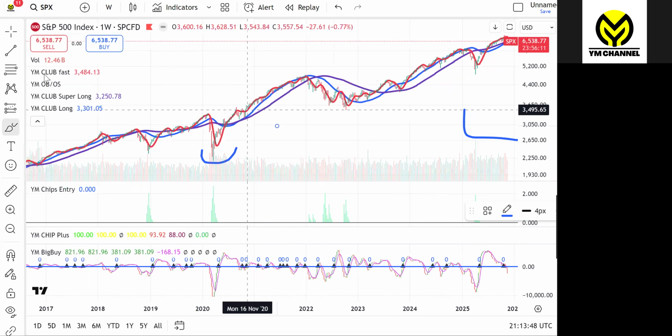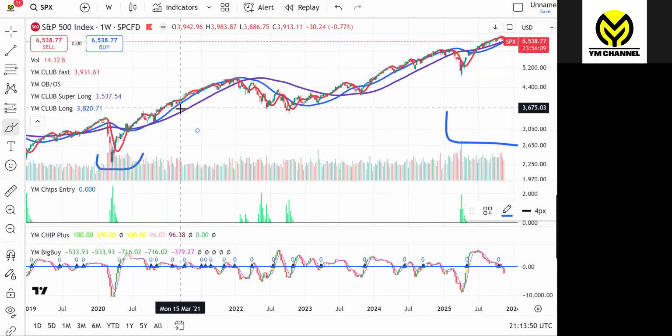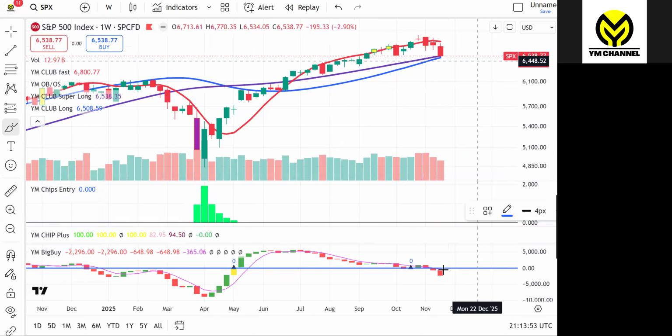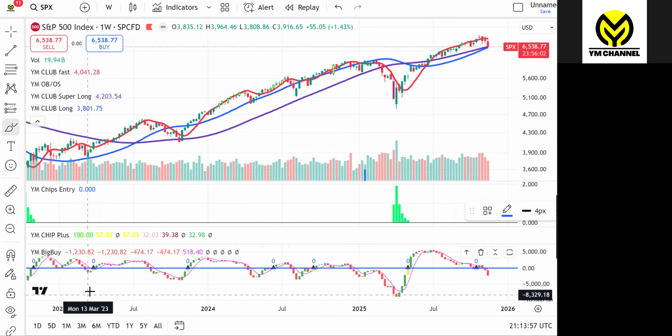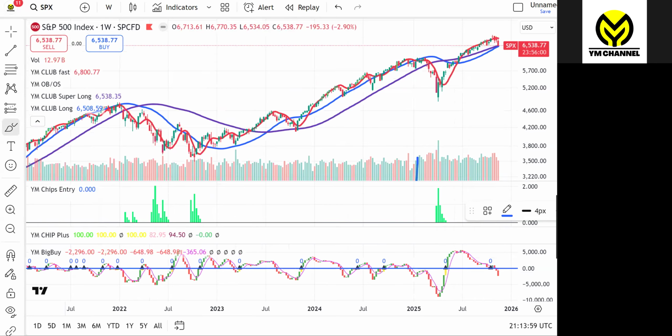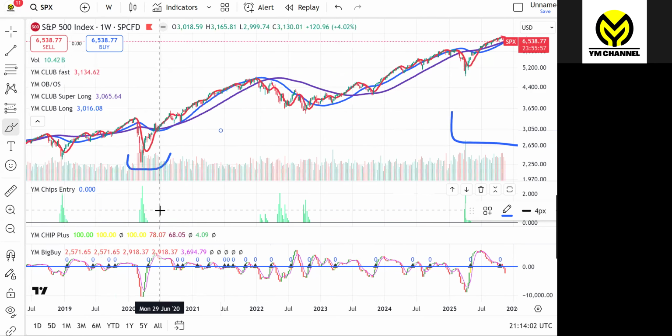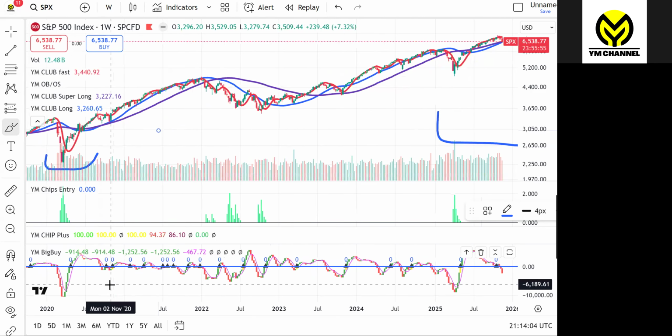Because the YM club fast on the weekly chart can tell you the trend right away. Remember, money changes the trend. So money goes first. The money has to change upward first. Otherwise, nothing will happen. So far, money is still going downward because they want to rush the individual out. They want the individual to sell the stock.